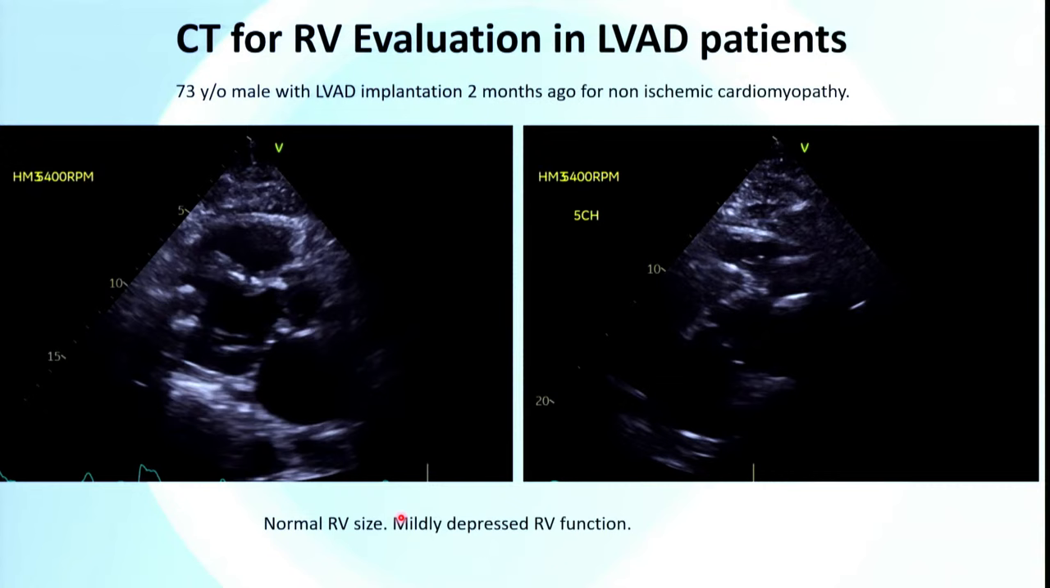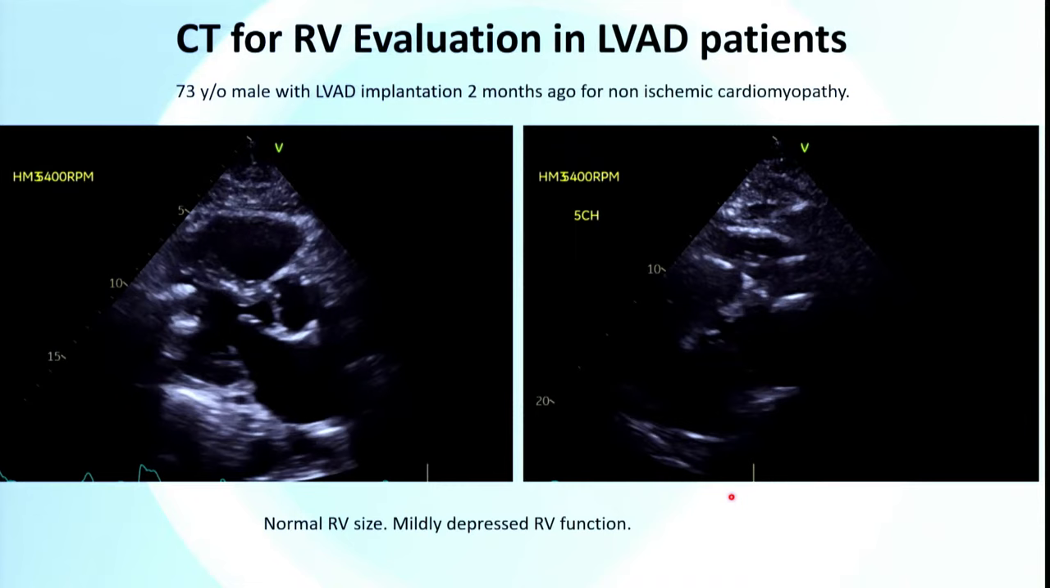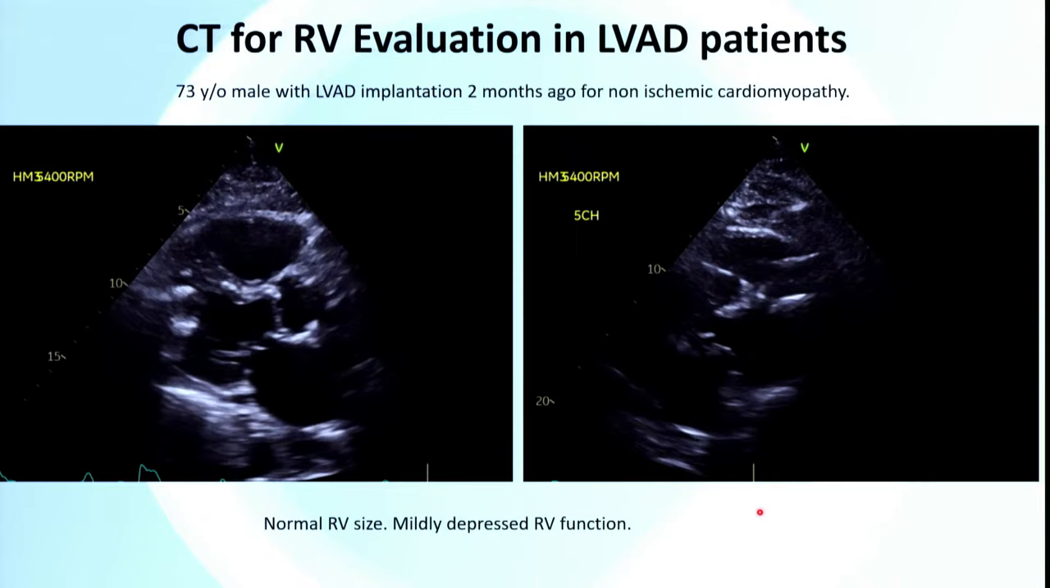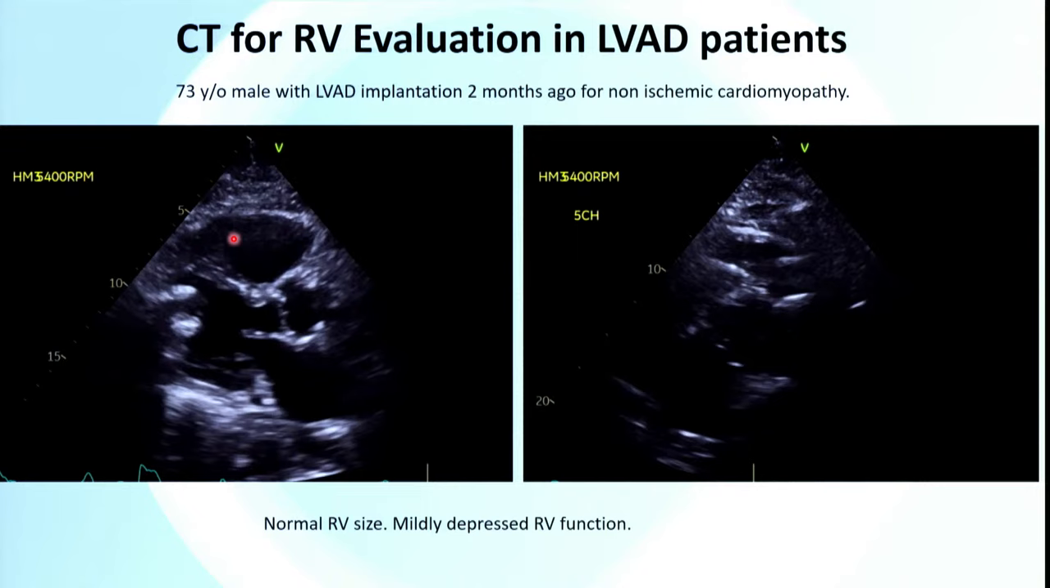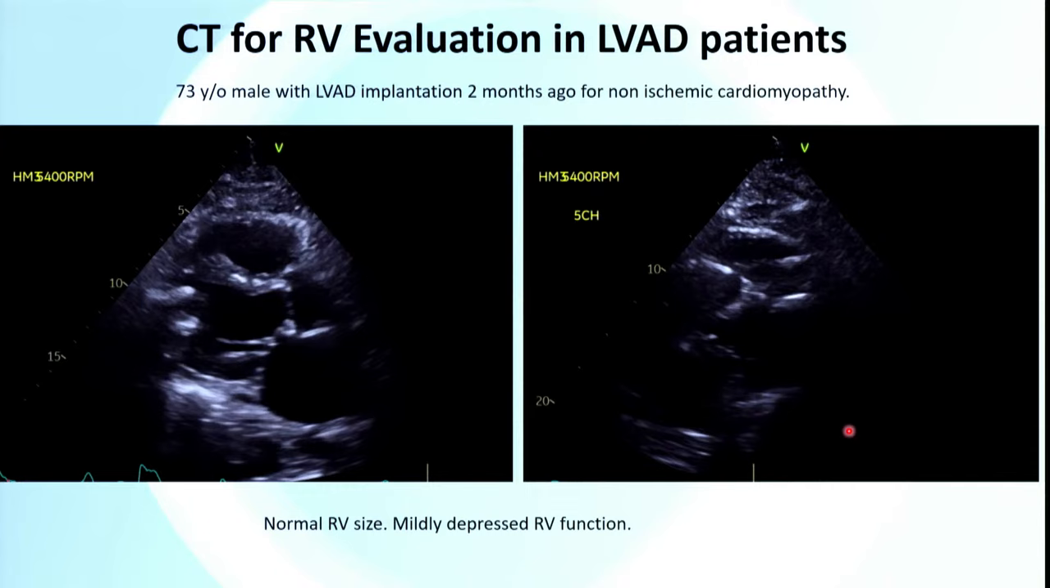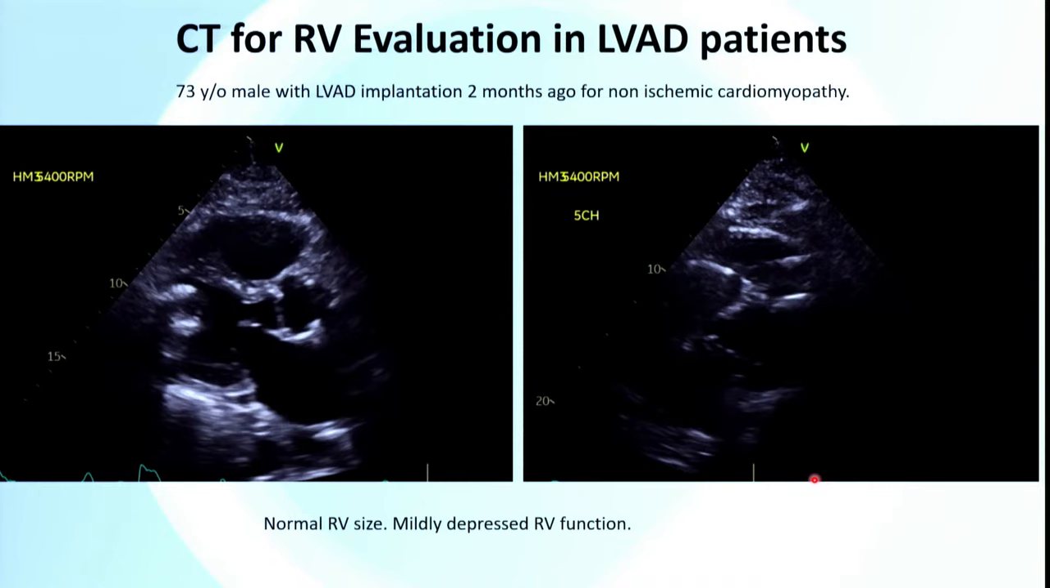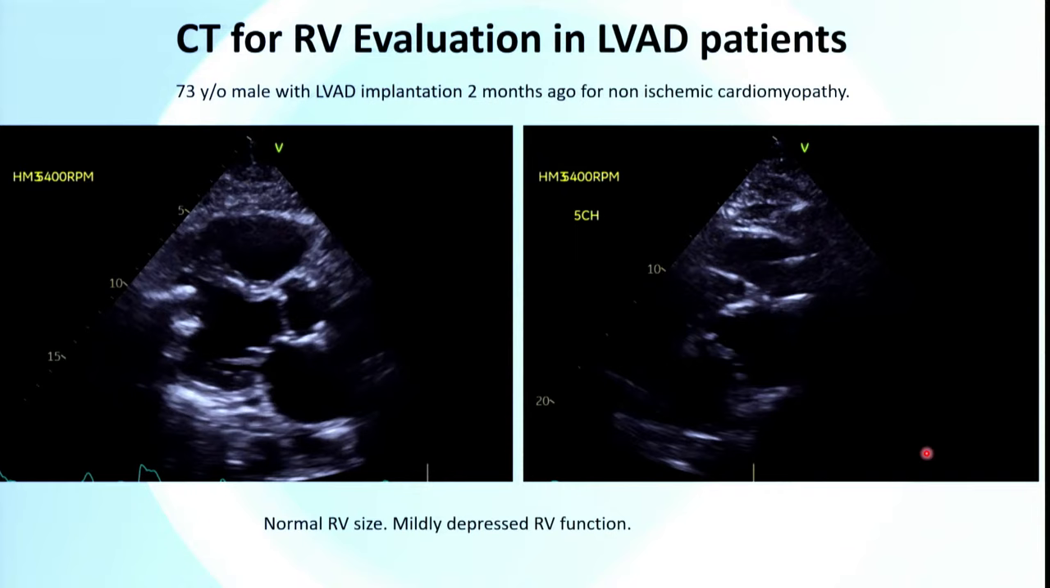This is an echo that was done post LVAD on a patient at our hospital just last month. This is a 73-year-old male who had an LVAD implanted 2 months ago for non-ischemic cardiomyopathy. So the parasternal long axis view, you actually have quite a decent view of the right ventricle. But then the tech is trying her best to give you some sort of view from a modified apical view, and then she labels this as five chamber. But you can see the RV evaluation is challenging from this view.